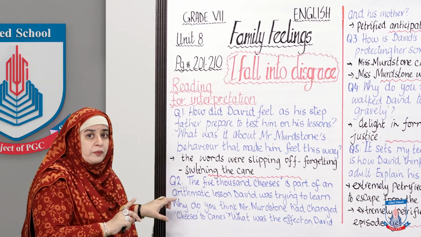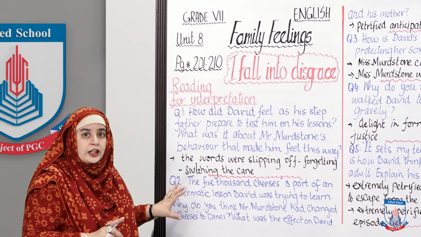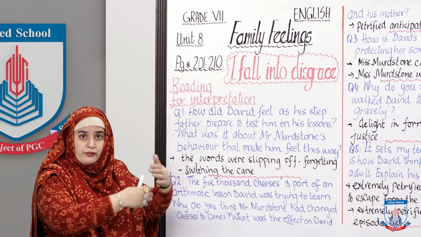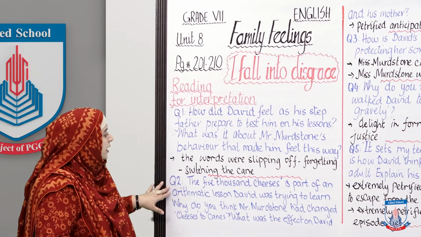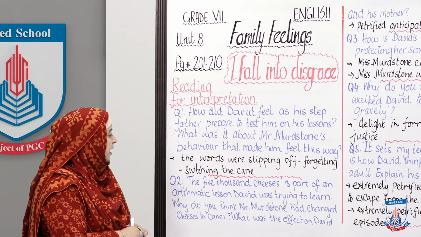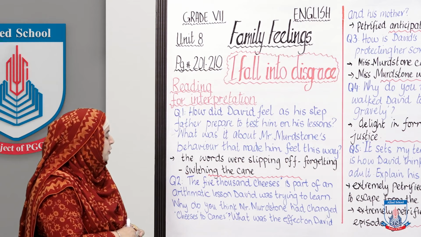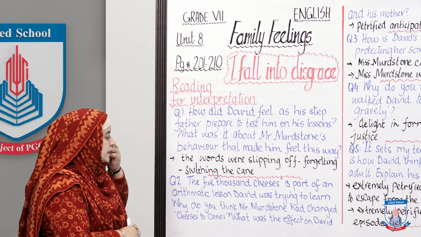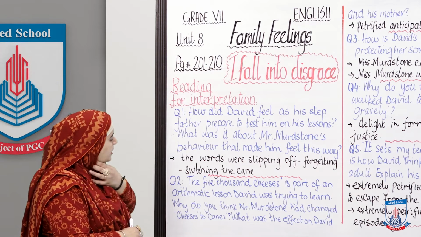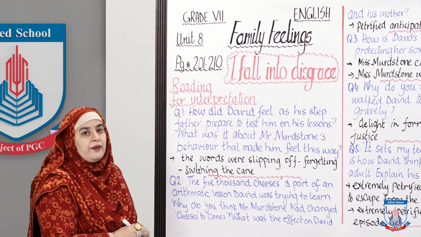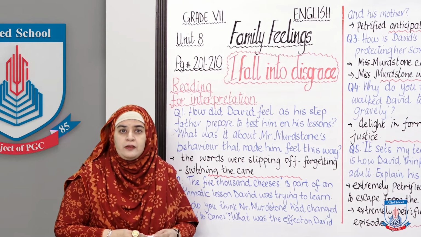Let's move on to question number 2. I'll read the question and then I'm going to give the answer. The 5,000 cheeses is part of an arithmetic lesson David was trying to learn. Why do you think Mr. Murdstone had changed cheeses to canes? What was the effect on David and his mum?